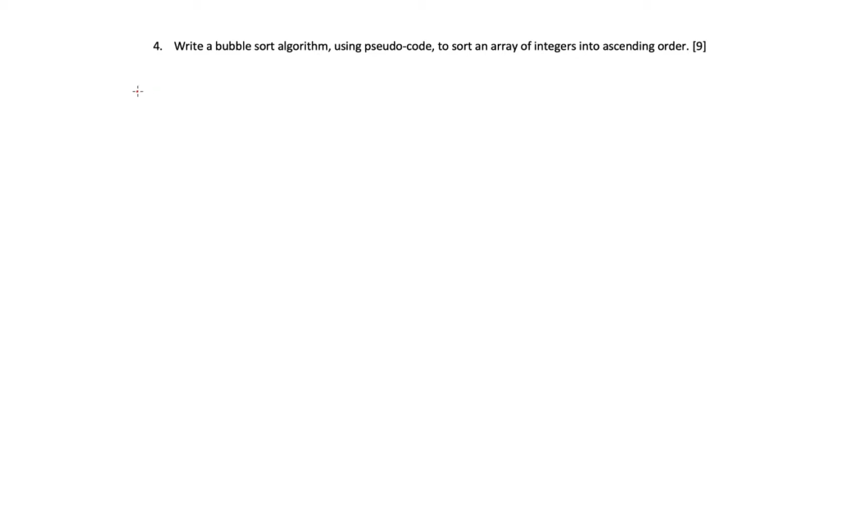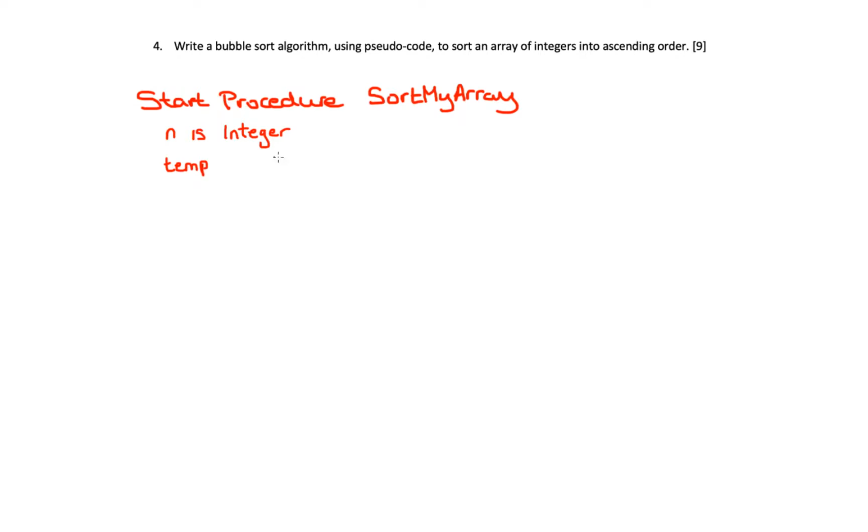So first, I'm going to start by declaring my procedure. So I write start procedure sort my array. Now I'm going to have three variables in total. N is integer. That is going to store the length of my array. Temp is integer. That is going to store my temporary variable, which you'll see is used within the swap later on. And then we've got swapped is Boolean. We either swap or we don't.